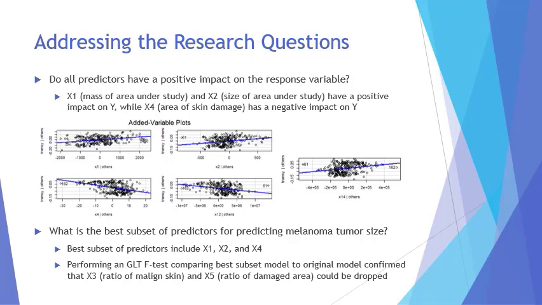As mentioned previously in the presentation, the best subset of predictors ended up being x1, x2, and x4. A GLT-F test was performed using the best subset model as the reduced model and the original model as the full model to confirm that x3 and x5 could be dropped.